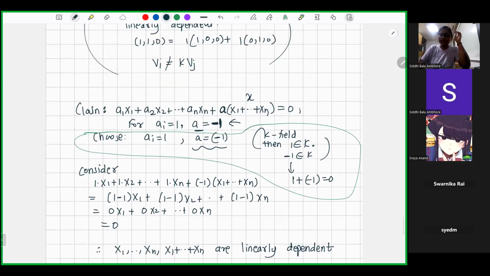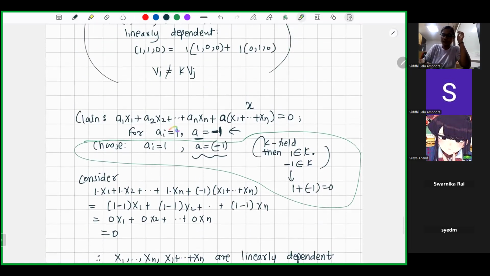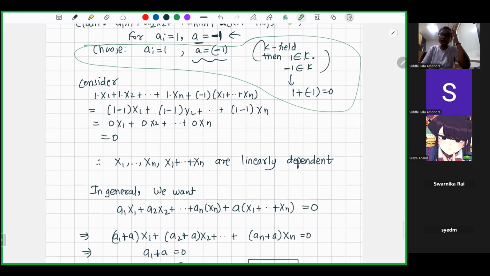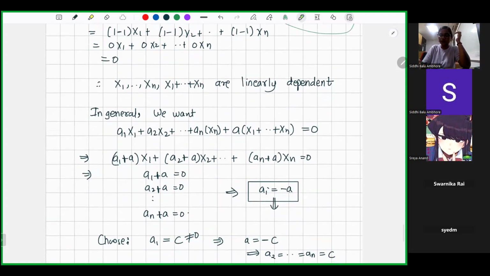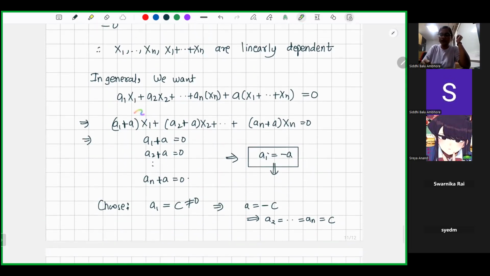What I'm saying is that this 1 and minus 1 might look ambiguous. Not ambiguous, it looks very particular because the statement is very general. If you want to find the coefficients, it becomes easy: all these ai must be minus a, and we get the coefficients such that the linear combination of these n+1 vectors is 0.